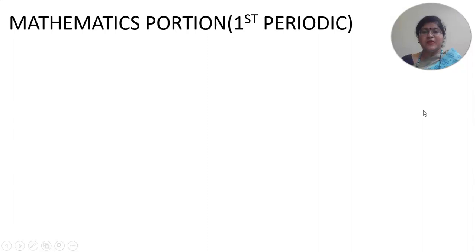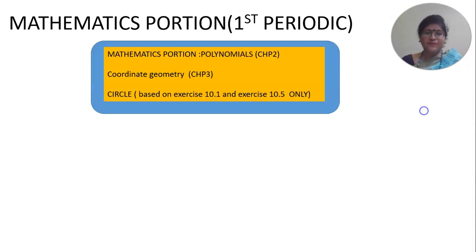Now, this is briefing you up with the mathematics portion for the first periodic exam. You have polynomials, which is the second chapter, coordinate geometry, which is chapter number 3, and circles. Now from circles, you will get questions from exercise 10.1 and 10.5. Similar type of questions could come in the paper.